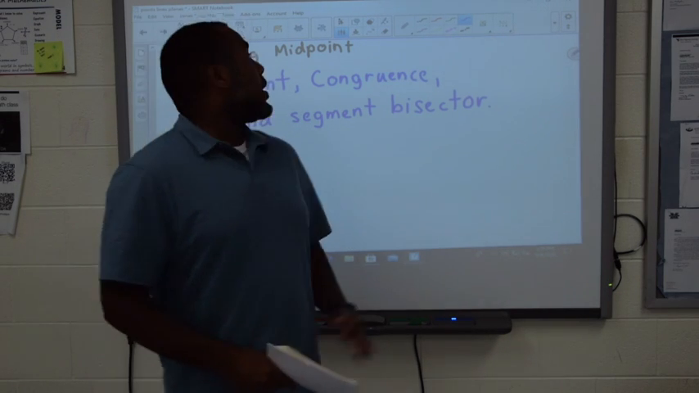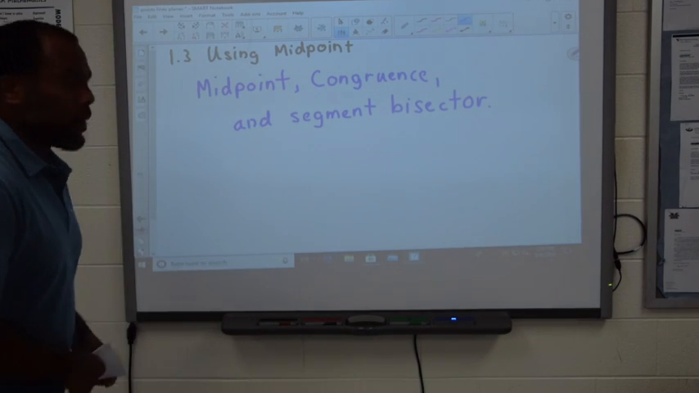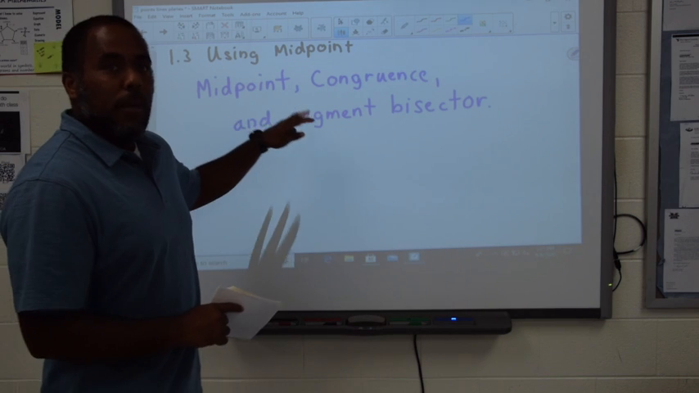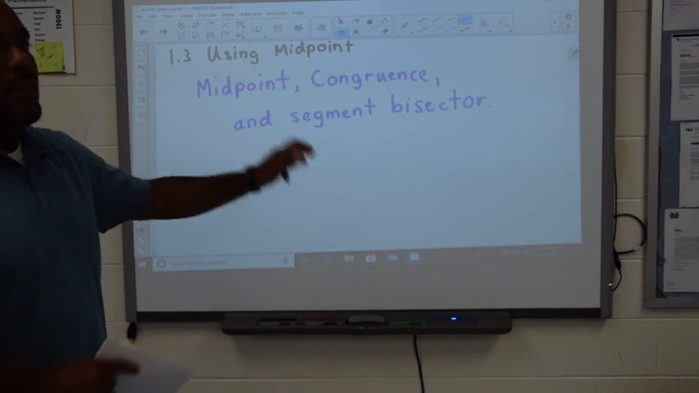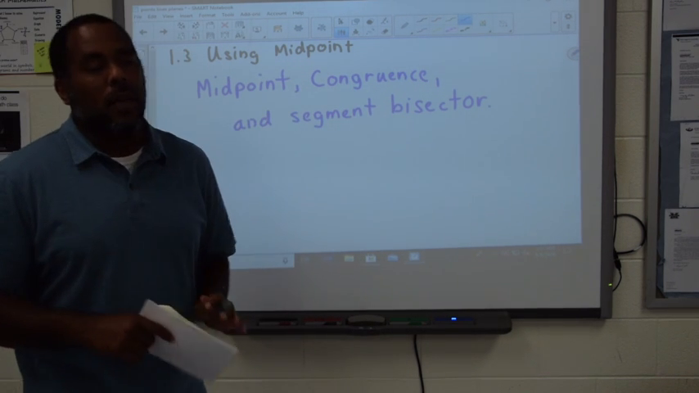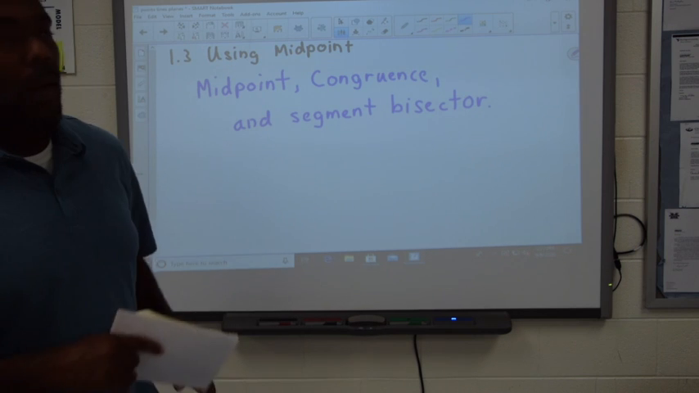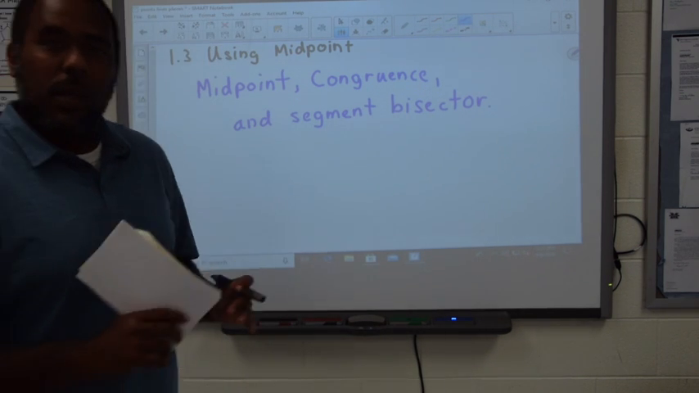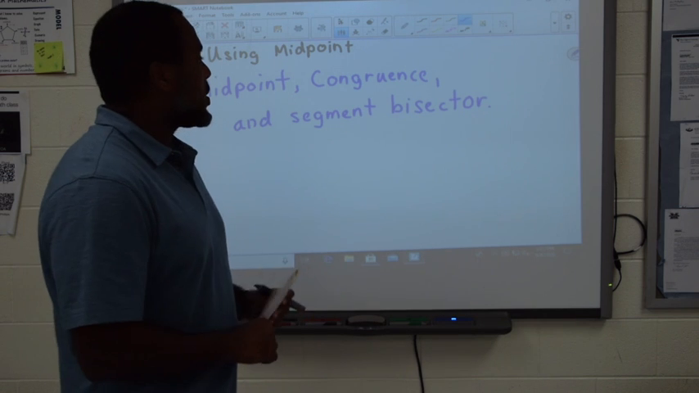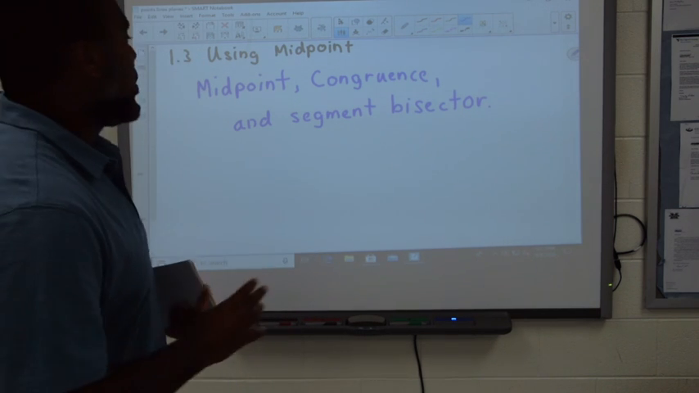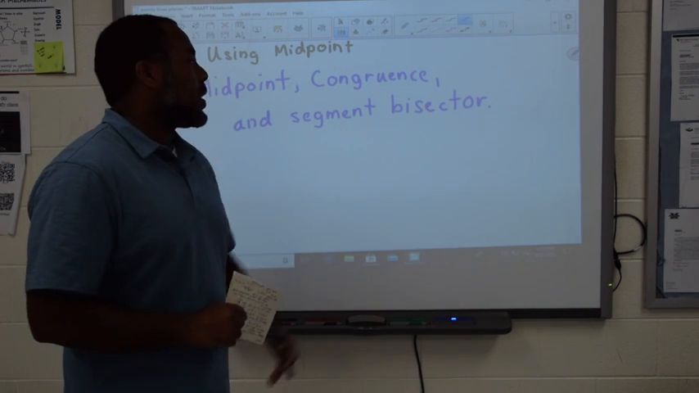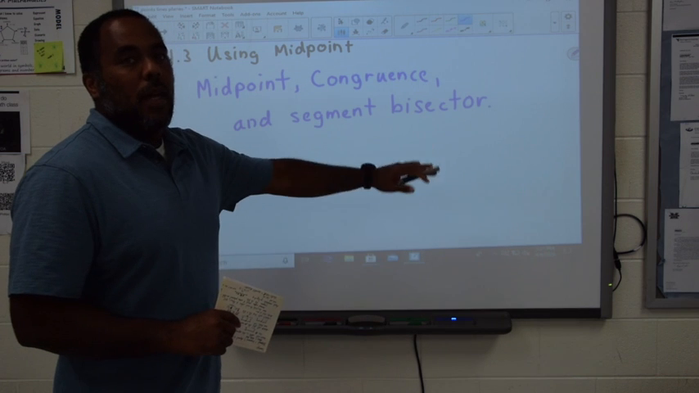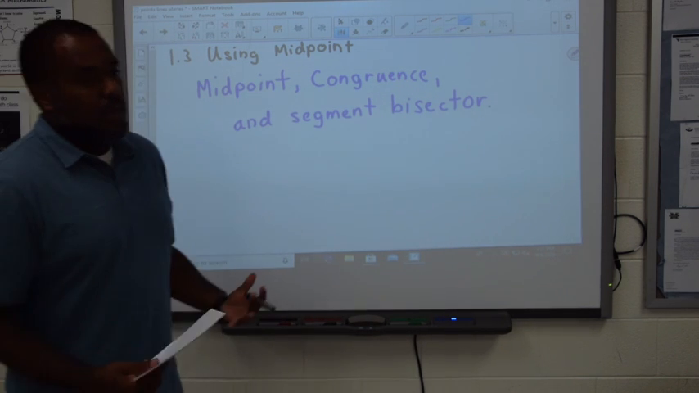Today we're going to be looking at using the midpoint, specifically looking at a midpoint, congruent, and segment bisectors. So once again, you're going to notice that there's some words up here that we don't necessarily know what they are. Midpoint, we've never really looked at exactly what it is. Congruent, it's kind of funny. Maybe you've heard it. Segment, bisector, we heard of segment, not so much of a bisector in this class.